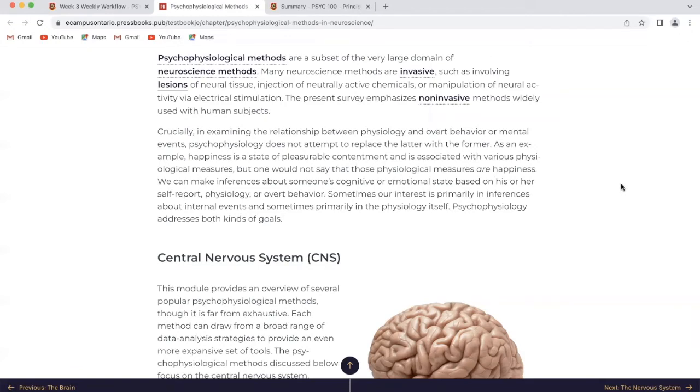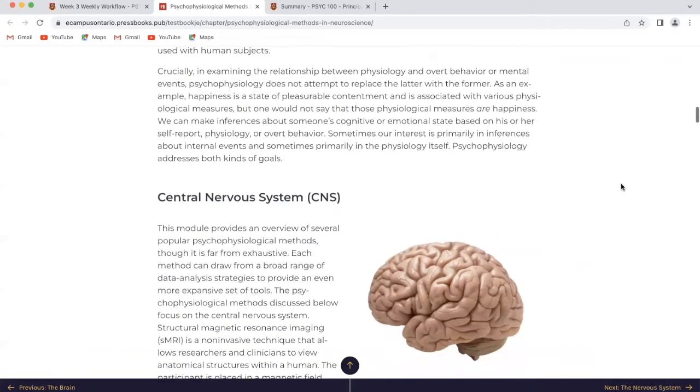Crucially, in examining the relationship between physiology and overt behavior or mental events, psychophysiology does not attempt to replace the latter with the former. As an example, happiness is a state of pleasurable contentment and is associated with various physiological measures, but one would not say that those physiological measures are happiness.